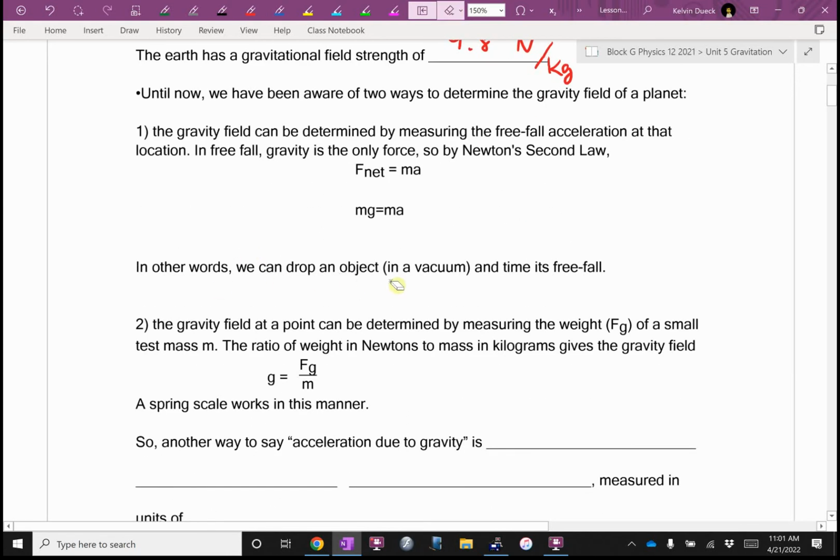There's a second way as well. We can drop an object in a vacuum and time its free fall, but we can also measure the gravity field at a location by measuring the weight, the mg, of a small test mass, little m. The ratio of weight to kilograms gives the gravity field. Remember, if Fg equals mg, get the g by itself. Okay? So let me show you what I mean by that. Pause the video for a second. So the second method is hang a mass from a force Newton scale and go weight, mg, divided by that mass, and that'll give you little g as well.